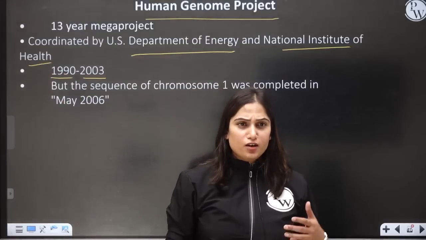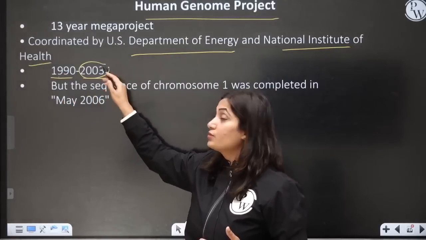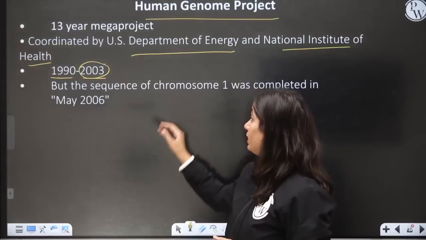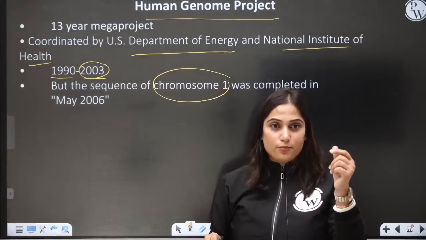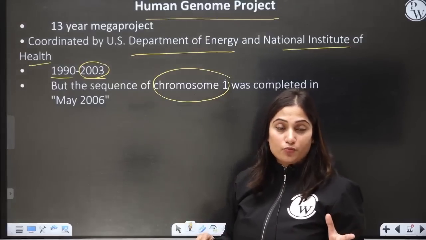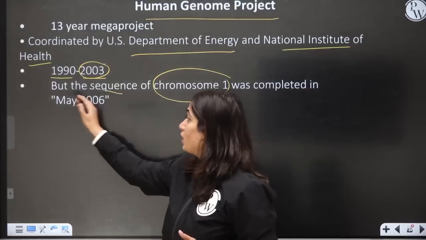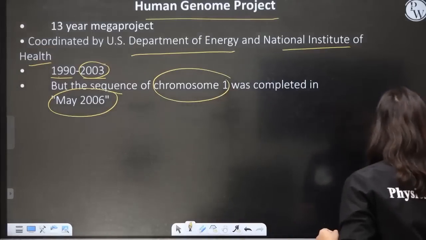Officially, the deadline of the project was 2003, but actually chromosome 1 is the largest chromosome. So it took some time for the sequencing of chromosome 1, and the sequencing of chromosome 1 was completed in May 2006. Okay.